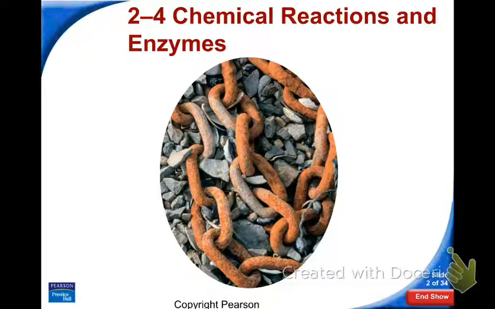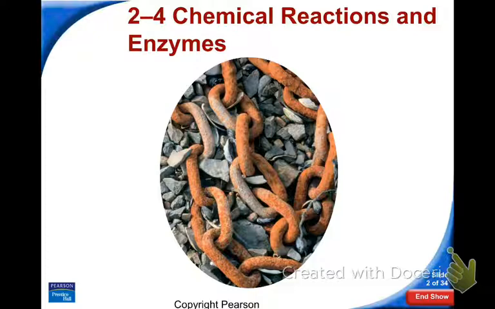All right, the next topic that we're going to move into are enzymes. And enzymes help chemical reactions happen faster without getting used up. They're like the matchmakers of the cell. Enzymes typically are protein molecules.